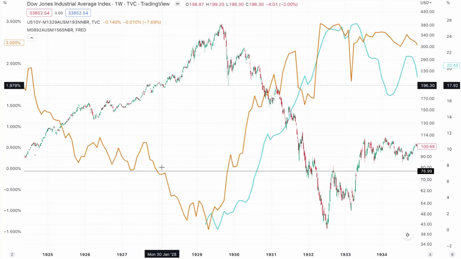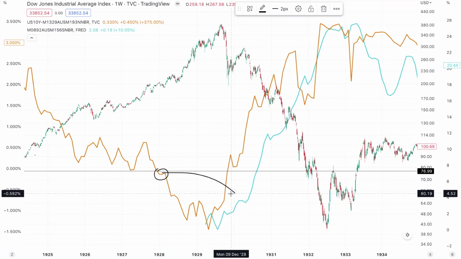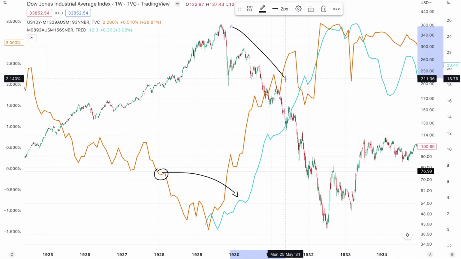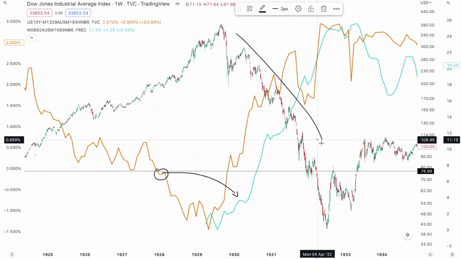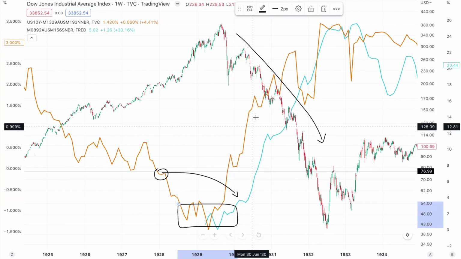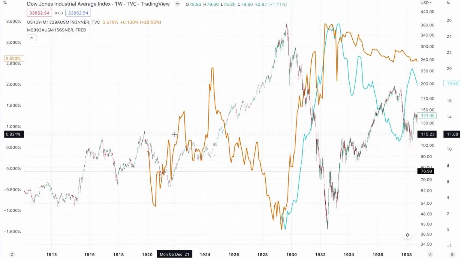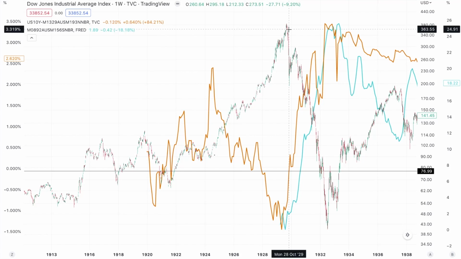So in other words, despite the fact that the yield curve had inverted in December of 1927, it took 2 full years before the unemployment rate began to rise and the stock market started to price in the Great Depression. So the economy stayed resilient to that yield curve inversion for around 2 years before the economy went on a complete free fall.